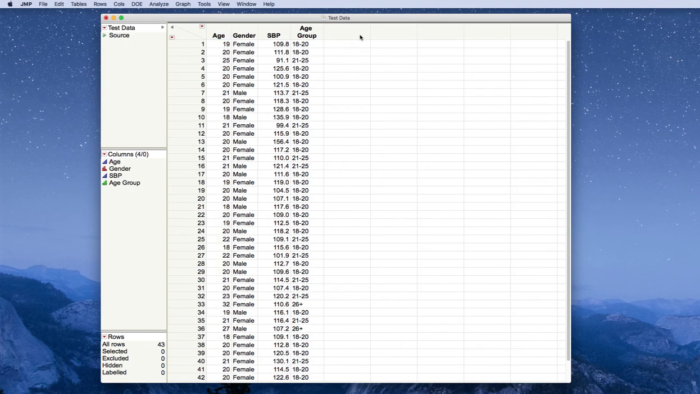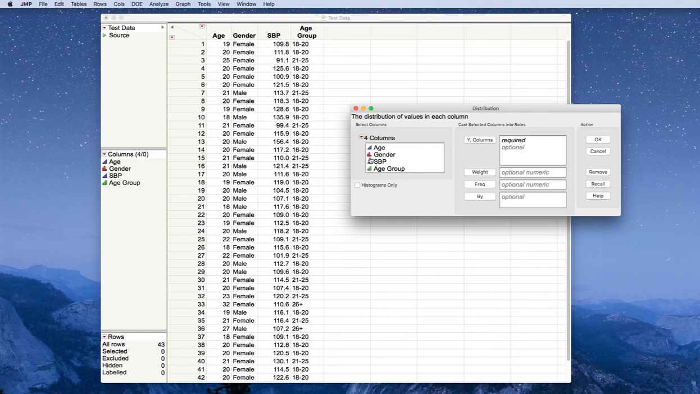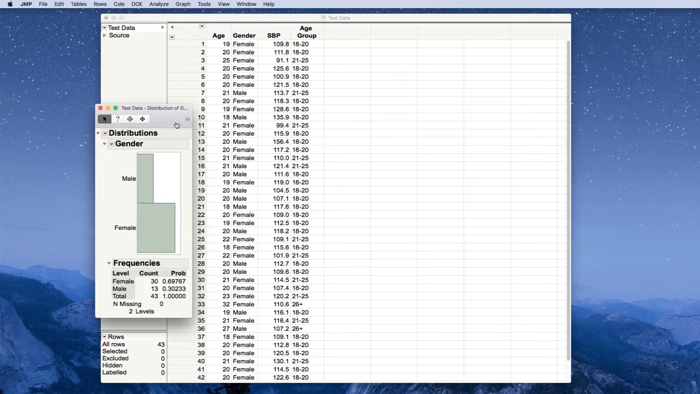If you want to work on gender, you could do Analyze, Distribution, and you see next to gender is a red histogram. The bars are not in any particular order. That means it's a nominal categorical variable. There's no order to this variable. It is simply the names of the categories. So gender, Y columns, press OK.